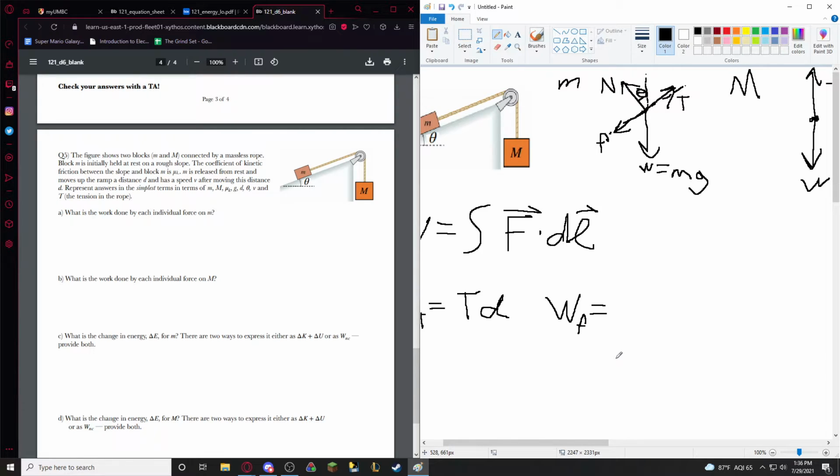Is there a positive or a negative sign in front of it? There's a negative sign in front of the friction force. Why is that? Because it's going in the opposite direction as the motion. Exactly. So now how do we represent the friction force in terms of what we're given?